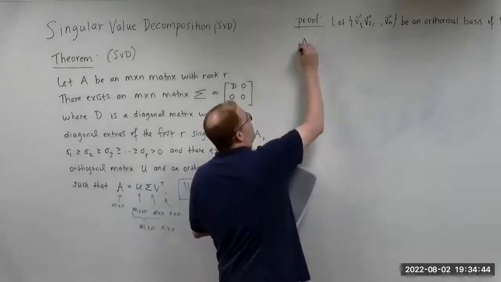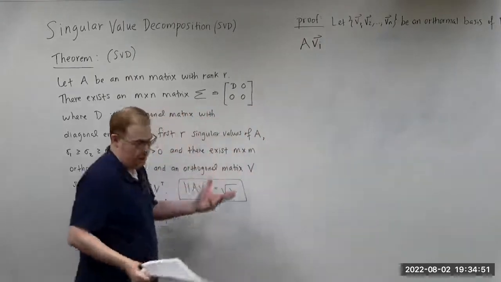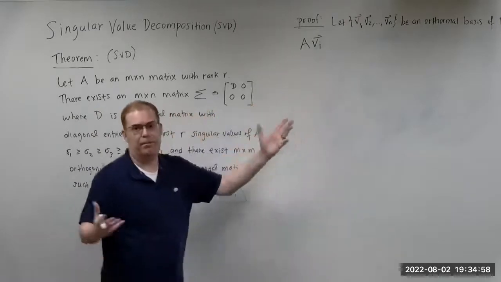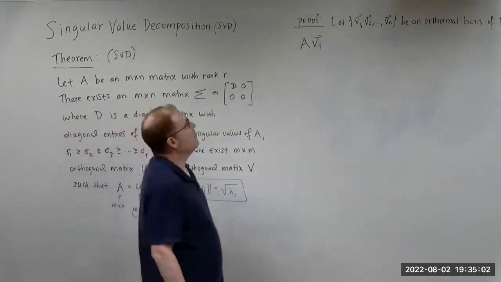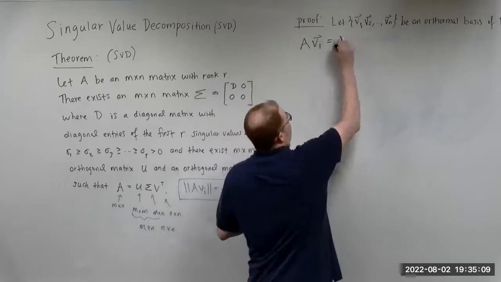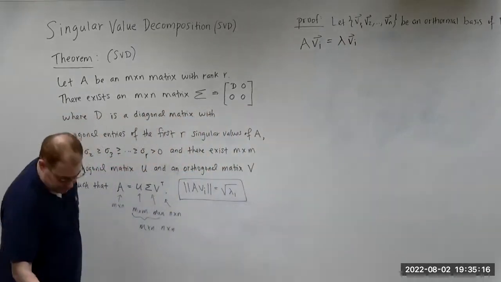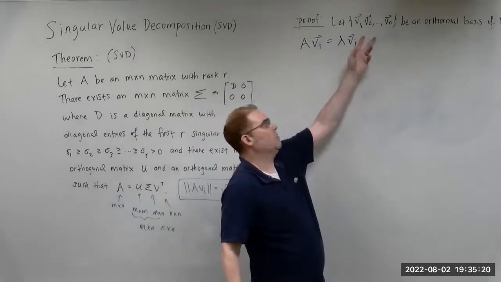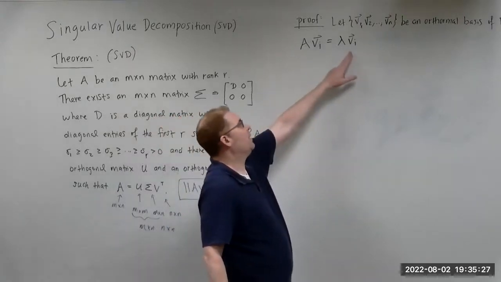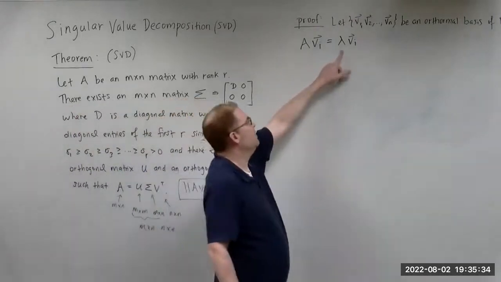So we have that A acting on V_i. In linear algebra, we always say this is A acting on V because that is what it is. It's a mapping, it's a function. And that's going to give us back lambda V_i, because remember, this is an orthonormal basis. So this turns out to be your eigenvectors, and therefore there has to be a corresponding eigenvalue that gives you this result.